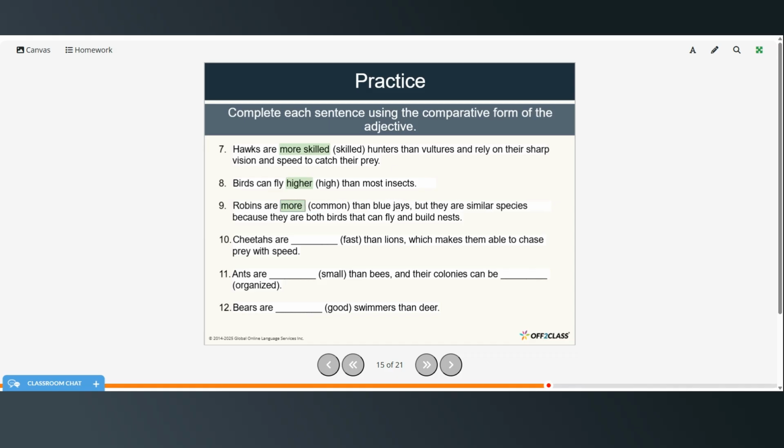Robins are more common than blue jays, but they are similar species because they are both birds that can fly and build nests. Cheetahs are faster than lions, which makes them able to chase prey with speed. Ants are smaller than bees, and their colonies can be more organized. And bears are better swimmers than deer.